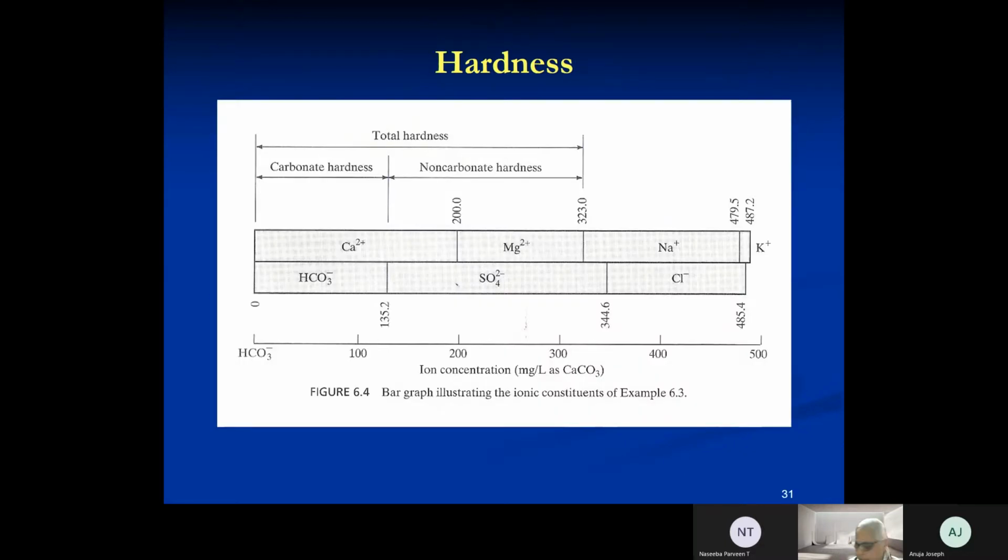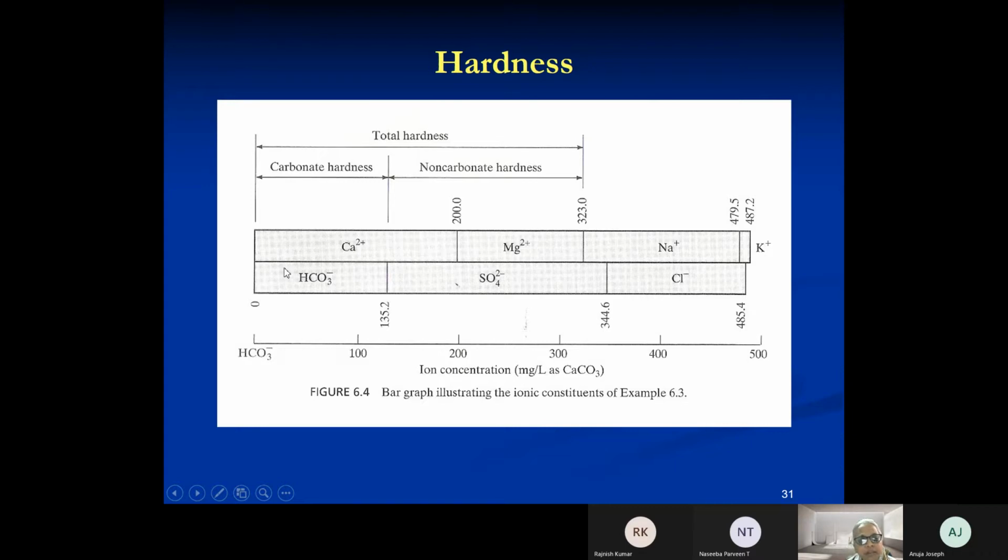Now, this is a bar graph from the Masters and Ela textbook. It shows you a way of presenting the concentrations of cations and anions in a bar diagram. On the top, you can see the cations, and on the bottom, you can see the anions. The scale is ion concentration in terms of milligrams per liter as calcium carbonate. Notice what we said is the definition of total hardness. Total hardness has no other definition except the concentration of calcium 2+ and magnesium 2+. So that is total hardness.